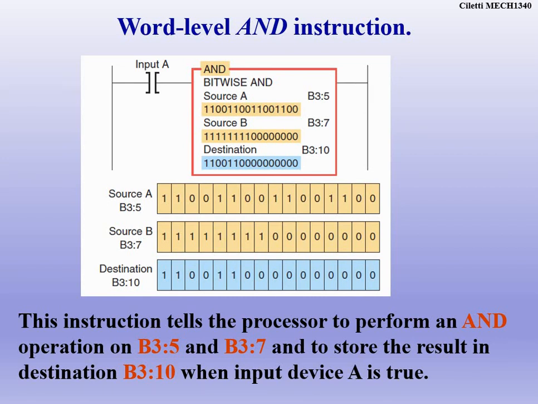Okay, so if we look at what happens here, with this instruction right here, we're going to have the processor perform an AND operation on B3:5 and B3:7. You can see that up above. So we have A and B, and then it's going to store the result in B3:10. You can go through it: when you have 1 and 1, you get a 1. 0 and 1 gets a 0. You guys can see that, right? We're just going straight up and down in the vertical connections between A and B, and we're completing what's in that destination. So we're essentially ANDing through all those.